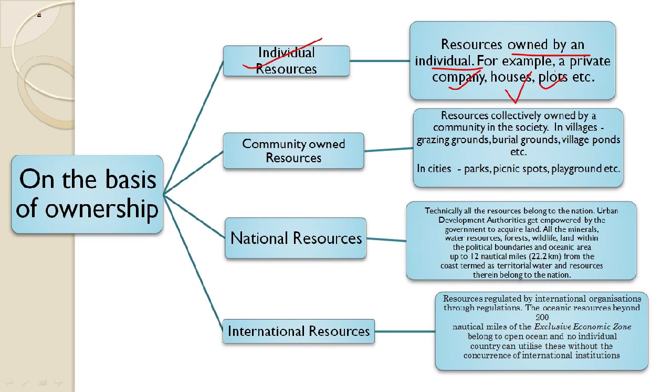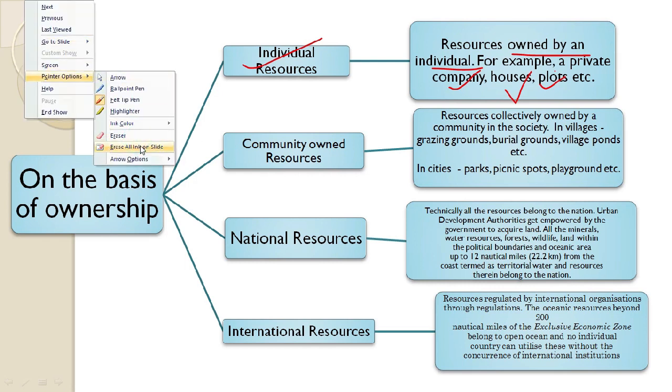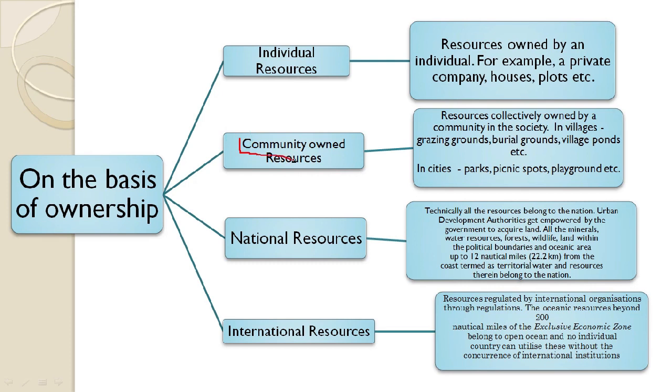Second one is community owned resources. And again, as the name suggests, resources collectively owned by a community in the society. Let us take the example of villages. In villages, you will find grazing grounds, burial grounds, ponds, etc. So all these resources belong to the community of that village. In cities, you will find parks, picnic spots, playgrounds, where you all can go and do whatever you want to do.